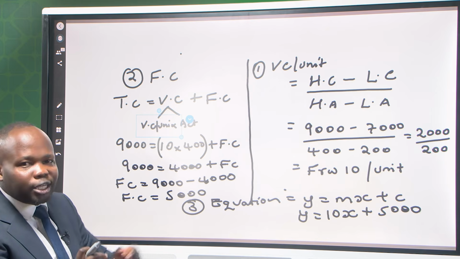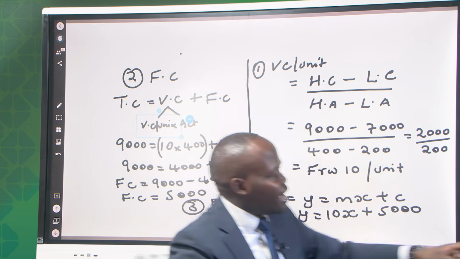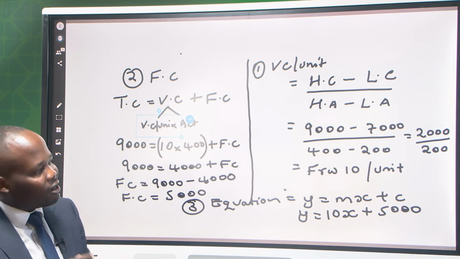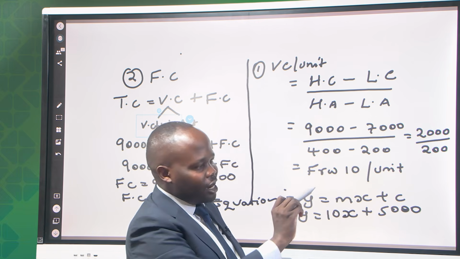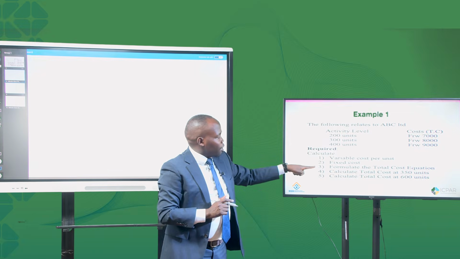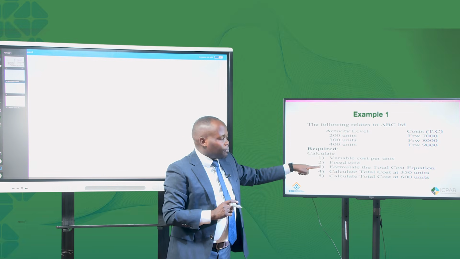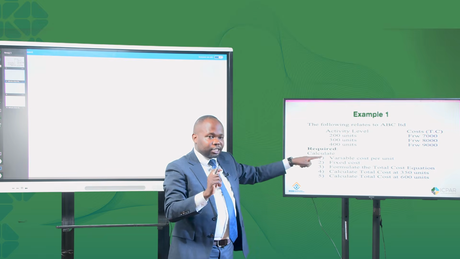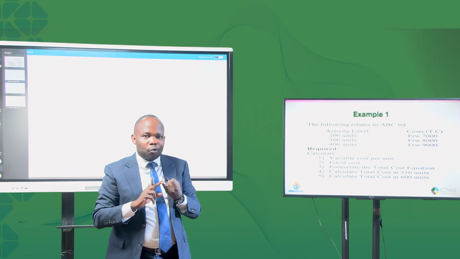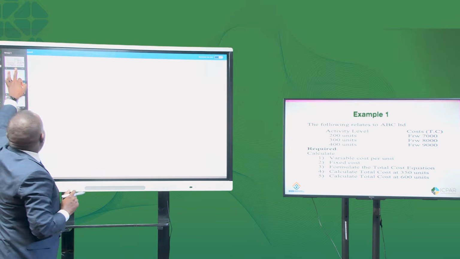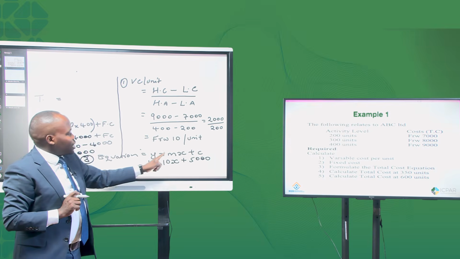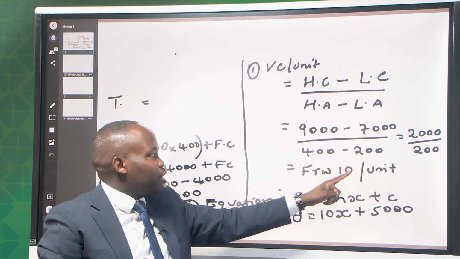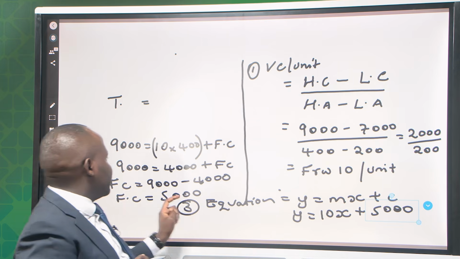Now with this equation, you can now estimate any cost that you have been asked. For example, you are now being told, calculate the total cost of 350 units. We are going to step number 3, which is formulation of the total cost equation. We have just looked at it. We have seen our equation is y = mx + c, where m is 10, which we had already calculated, and c is 5,000.